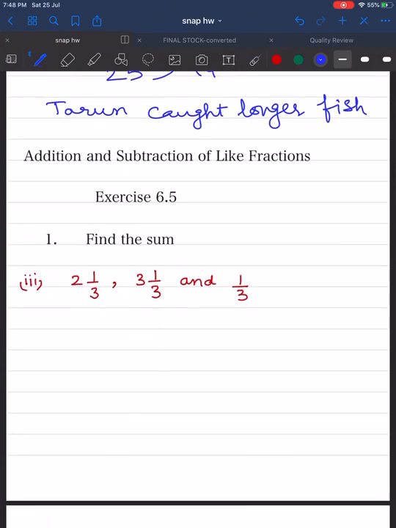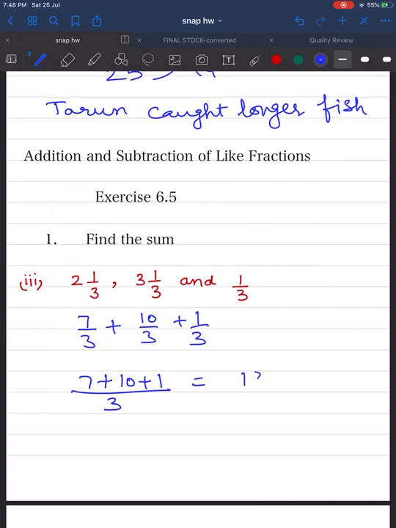Now children, let's do addition and subtraction of like fractions. So let's do some exercise questions. So this is exercise 6.5, question number 1, find the sum. Now to add like fractions, we have to add all the numerators and retain the common denominator. So first let's convert all the mixed fractions into improper fractions. So we get here 7 on 3. Since we have to add, so we put plus sign, 10 on 3 plus 1 on 3.